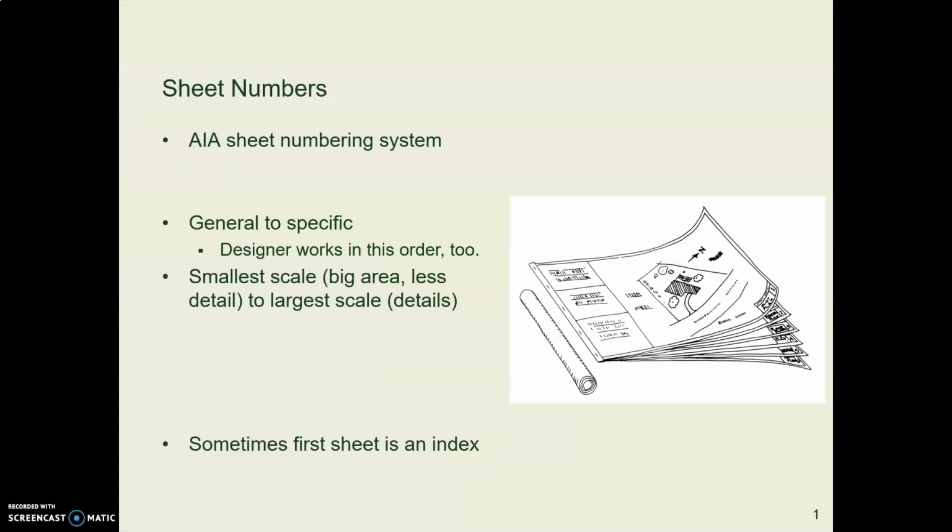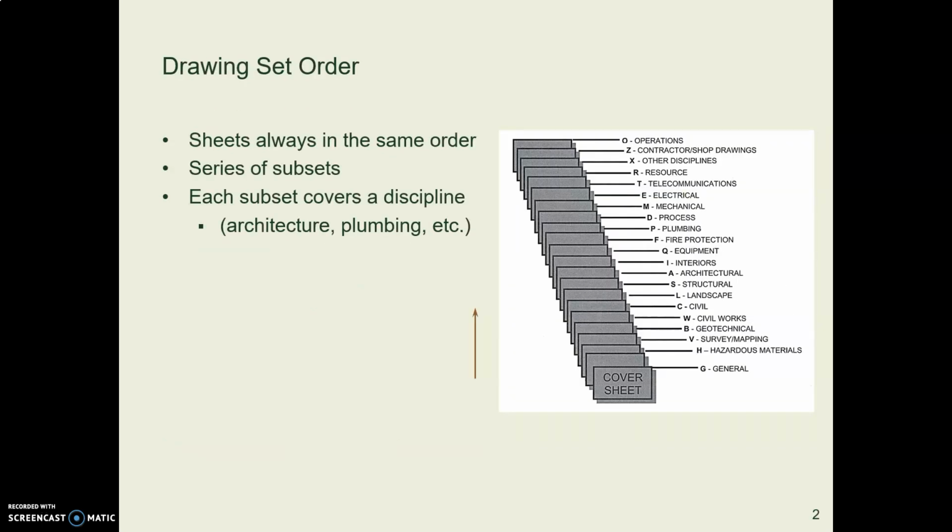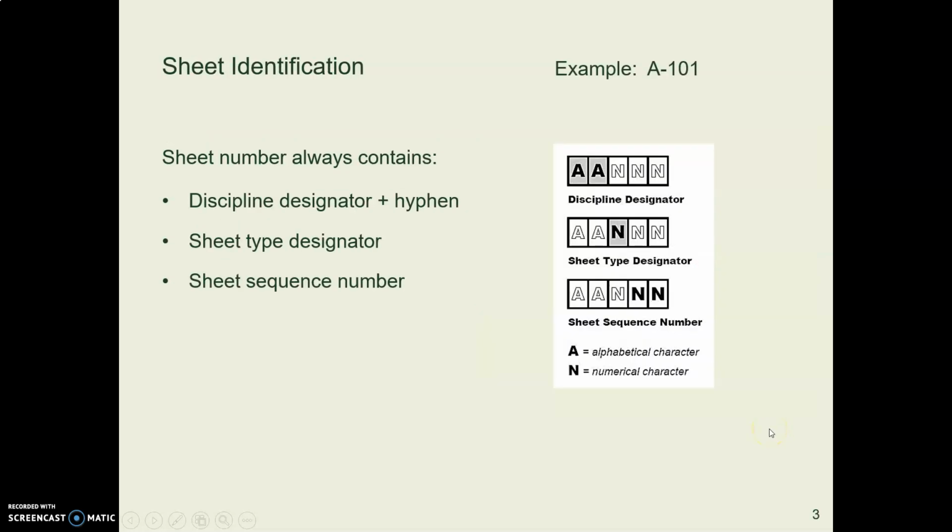The sheets always go in the same order, and they always go from general to specific, and they also go in the order in which a building is built, as you will see. This lists the general categories that go in order, and let's look at them a different way.